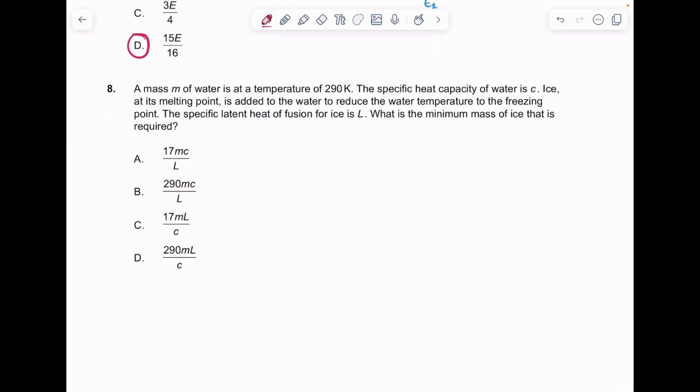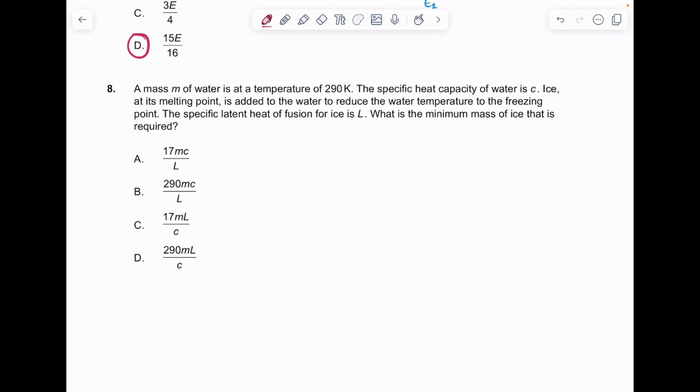Question 8. Mass of water is at a temperature of 290 Kelvin. Specific heat capacity of water is C. We've got ice at the melting point, so at 0 degrees. It's added to the water, reduces the water temperature to freezing point, so down to 0 degrees as well. Specific latent heat of fusion is L. What's the minimum mass of ice that is required?